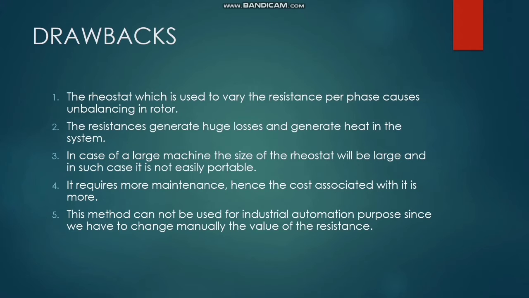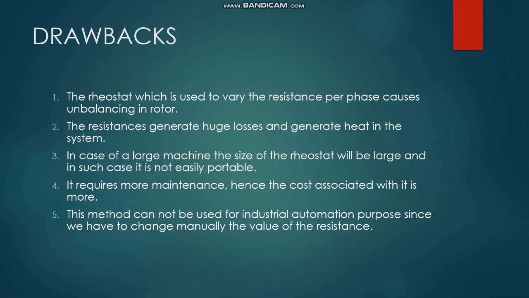The conventional rotor resistance control has some drawbacks. They are listed below. The first one is that the rheostat, which is used to vary the resistance per phase, can create unbalancing in the rotor. This is one of the drawbacks. Then the resistances generate huge losses and generate heat in the system. We are going to use a resistance to control the speed. That resistance can generate some losses, and by those losses there may be generation of heat in the circuit, which may cause damage to the circuit.